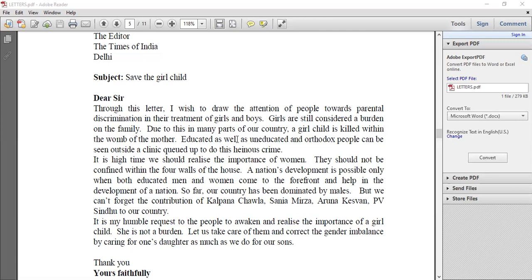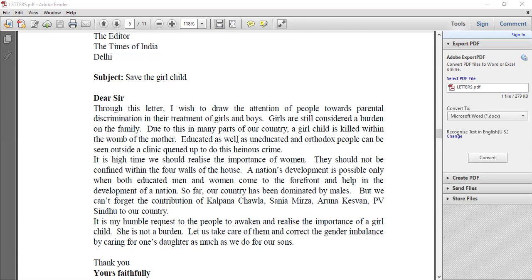But we can't forget the contribution of Kalpana Chawla, Sania Mirza, Aruna Kesavan, Arundhati Rao, P.V. Sindhu, and so on to our country. You can also prepare a list.